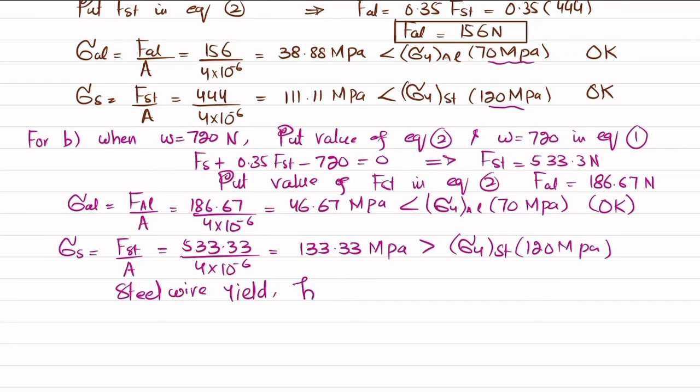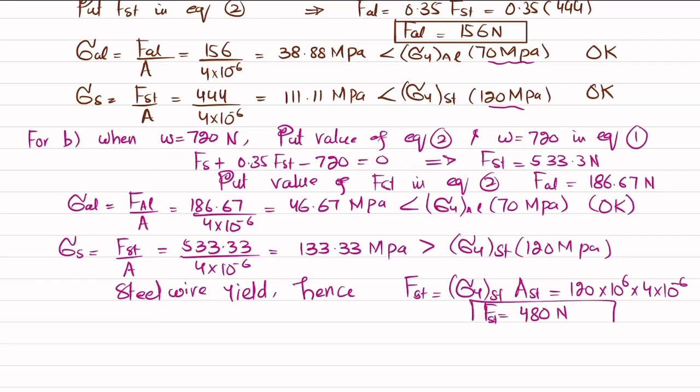Clear? So hence we will find the force in the steel wire by using the yield strength of steel. The force in the steel wire is equal to the yield strength of the steel wire times the area of the steel wire. So this is 120 into 10 to the power 6, the yield stress of steel wire, times the area 4 into 10 to the power minus 6. From here you will get the force in the steel wire equal to 480 Newton. Clear?